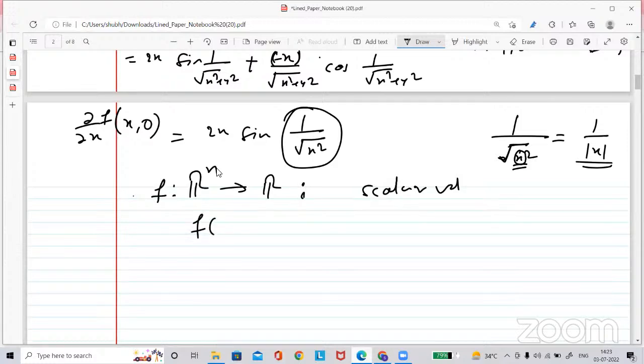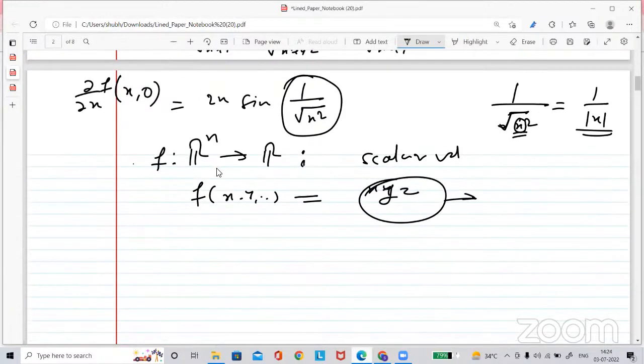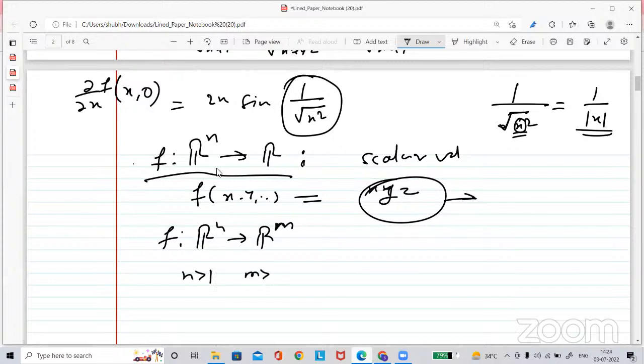It means that you have some variables and it gives a real number only. You have an expression in x, y, z, however many variables there are, and it will give only a real number. So this is a scalar valued function, and vector valued is R^n to R^m. Assume here n is greater than 1 and m is also greater than 1. This kind of function is called a vector valued function.